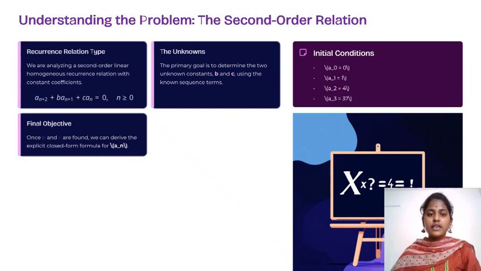We are analyzing a second order linear homogeneous recurrence relation with constant coefficients a(n+2) + b a(n+1) + c an = 0, where n is greater than or equal to 0. Next, the unknowns. The primary goal is to determine the two unknown constants b and c using the known sequence terms. The initial conditions are a0 = 0, a1 = 1, a2 = 4, and a3 = 37. Final objective: once b and c are found, we can derive the explicit closed form formula for an.